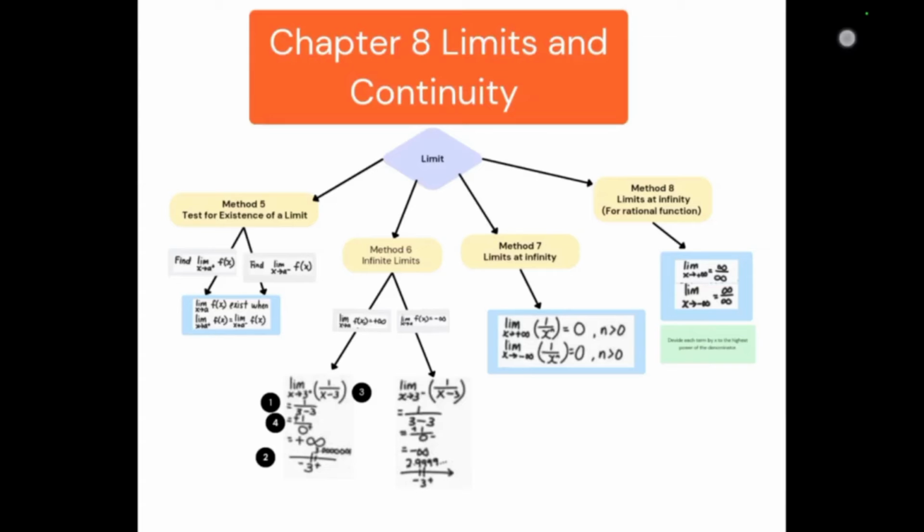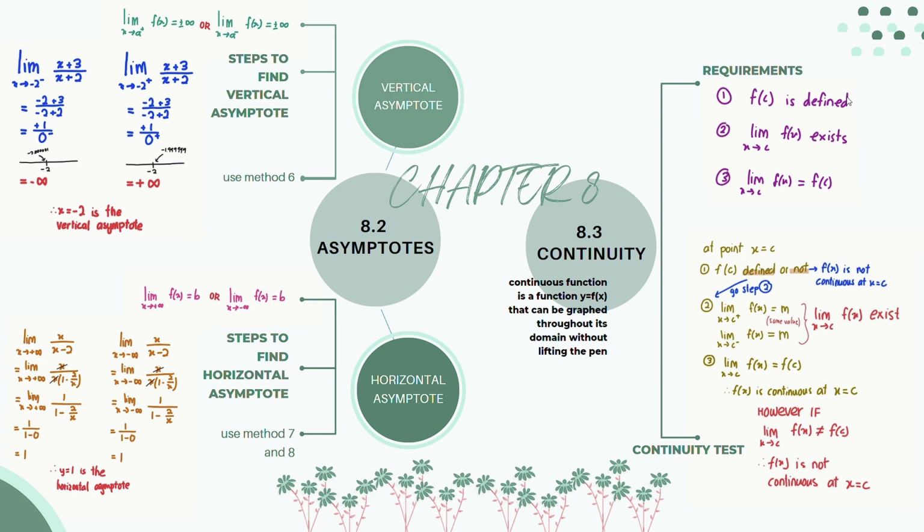Thank you. I'm going to pass my turn to Nadzir to continue with the subtopic continuity. Thank you. So thank you to Ling for explaining the method 5 to 8. I'm going to continue with another two subtopics.